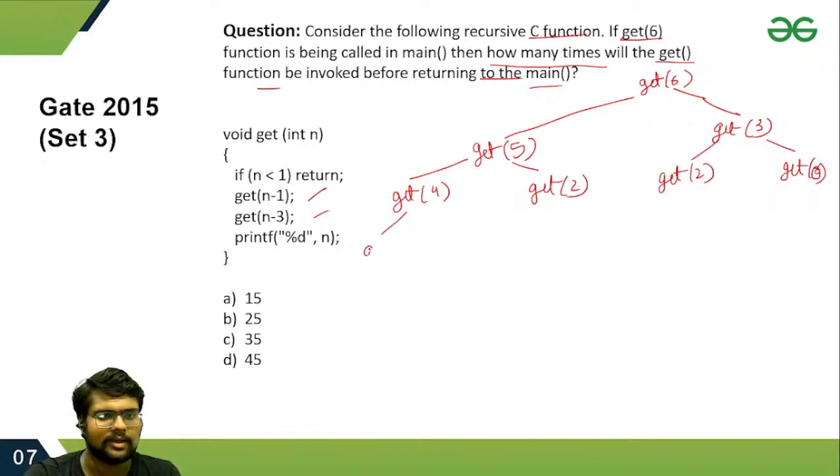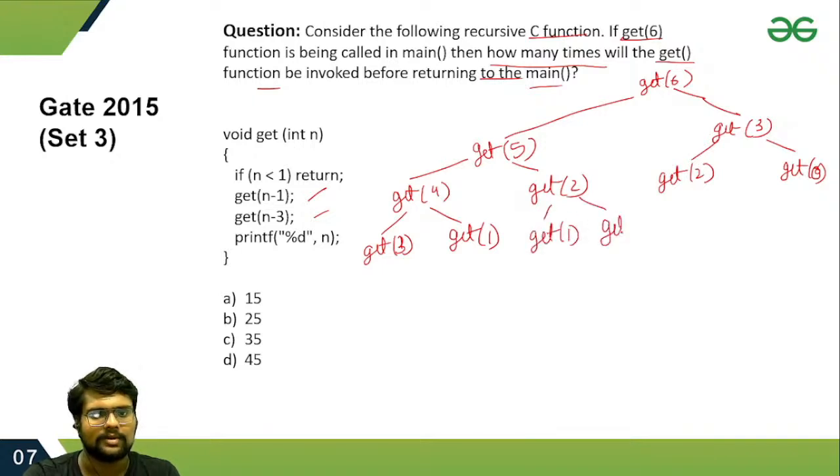Then we are calling get of 4. So get of 4 will call get of 3, and get of 4 will call get of 1. And here we have get of 1 and get of minus 1 because 2 minus 3 will be minus 1. Then we have the same thing here, get of 1 and get of minus 1. Then get of 0 will not call anything, because 0 is less than 1. So we just return. Okay, we are not calling anything.